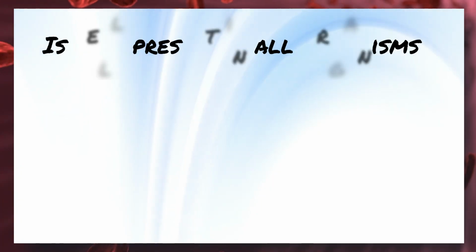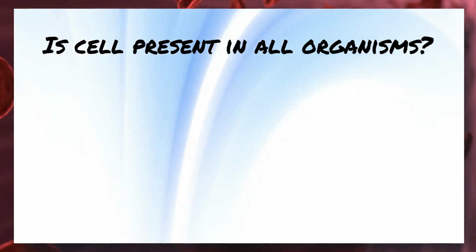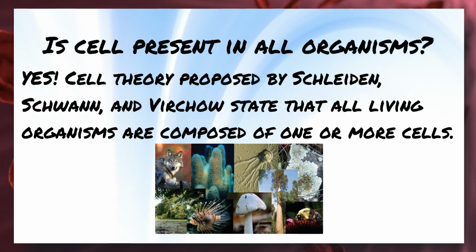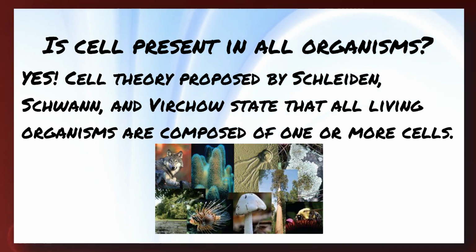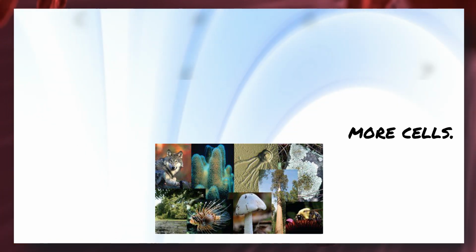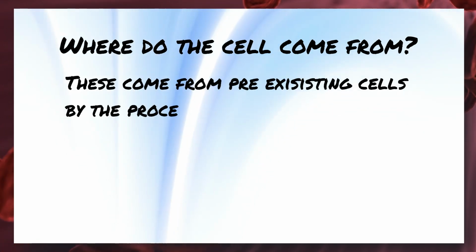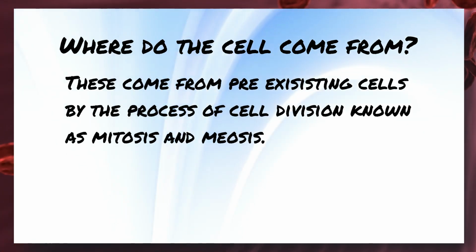Is cell present in all organisms? Yes. Cell theory proposed by Schleiden, Schwann, and Virchow states that all living organisms are composed of one or more cells. You may think, where do these cells come from? These come from pre-existing cells by the process of mitosis or meiosis.